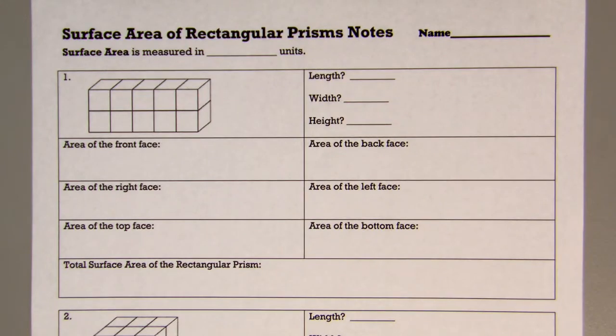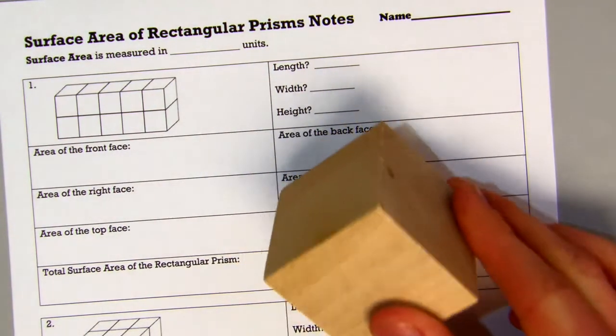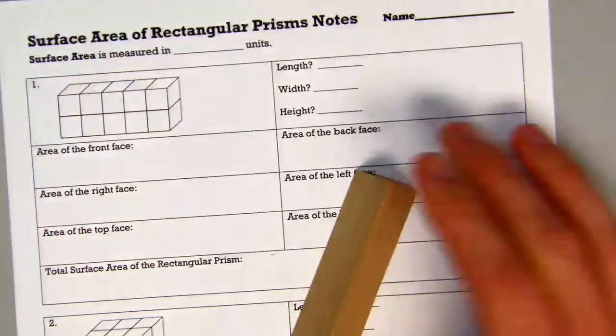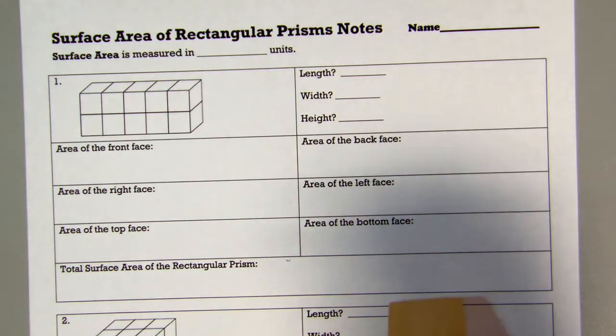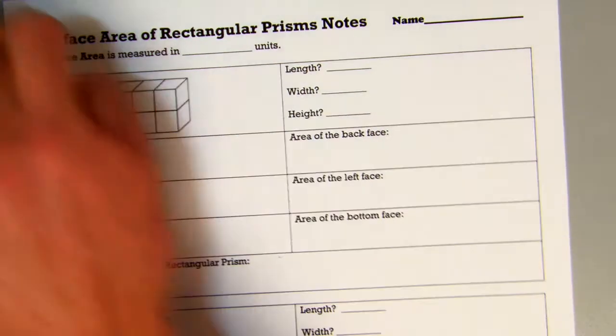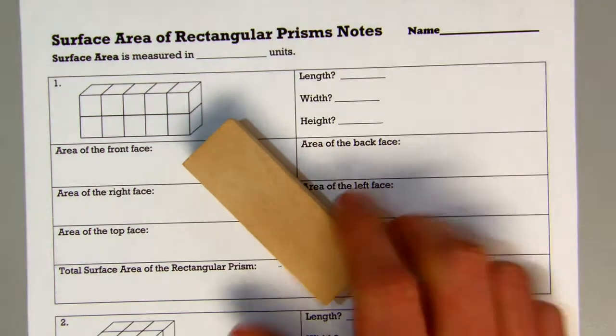Alright, today's lesson is on surface area of rectangular prisms. A few examples of rectangular prisms we're going to be doing. You can use a cube if you want. We're going to do rectangular prisms, but it will eventually work for our triangular prisms. And then we do have our rectangular prism there as well.